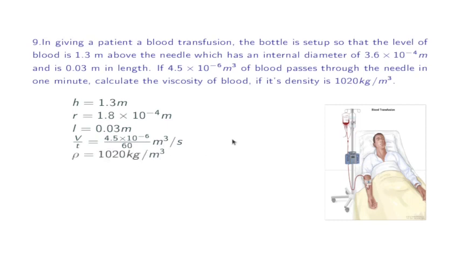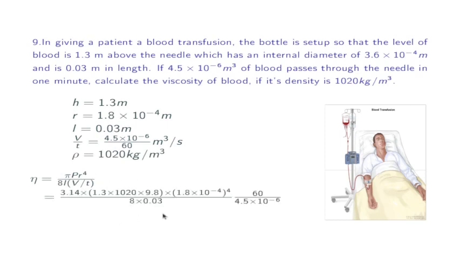Calculate the viscosity of blood if the density is 1020 kg per meter cube. So eta is pi P r raised to 4 by 8 L into V by T. Substituting all the values, we have 2.4 into 10 raised to minus 3 Newton second per meter square.